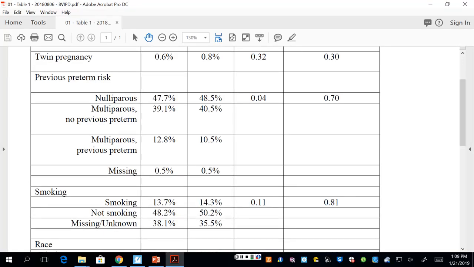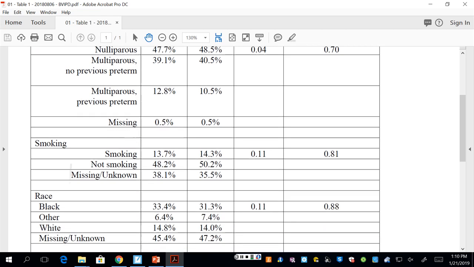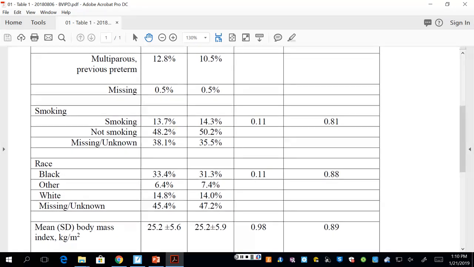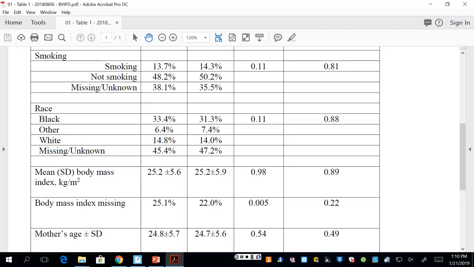Have they had pregnancies before with no previous preterm births? Have they had pregnancies before with a preterm? Those are risk factors for future cases, or is that information missing? Self-reported smoking status. Some studies didn't ask or didn't report it in their data set, so we couldn't get at that. This is how they reported race, ethnicity.